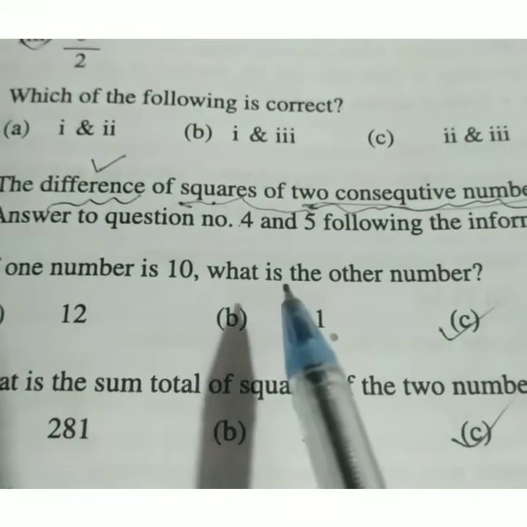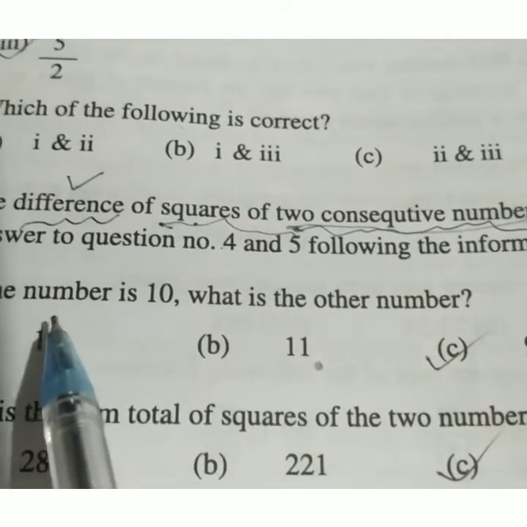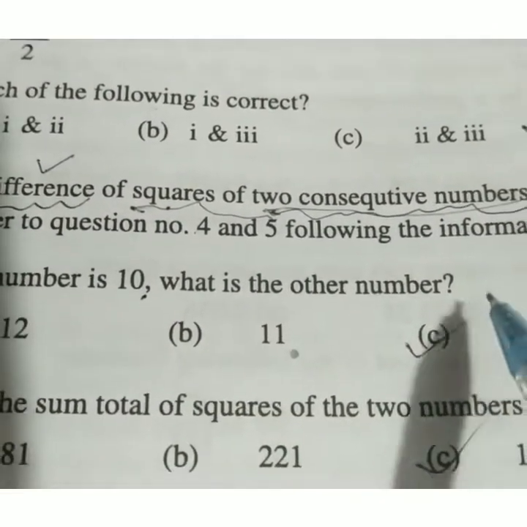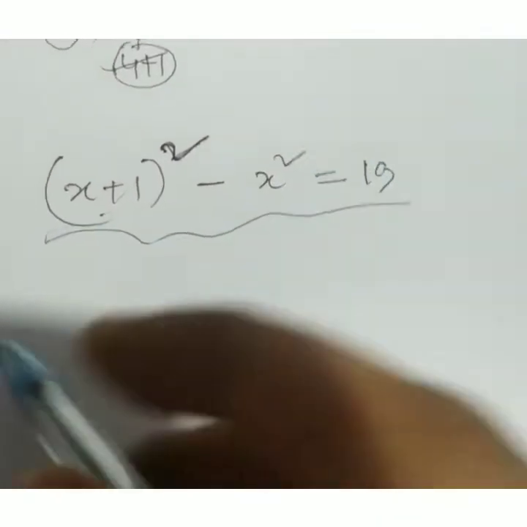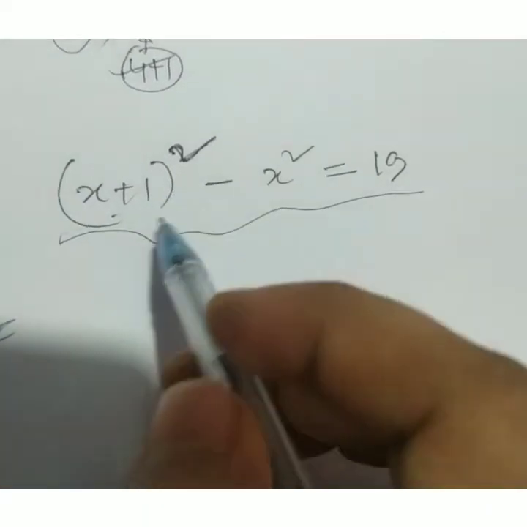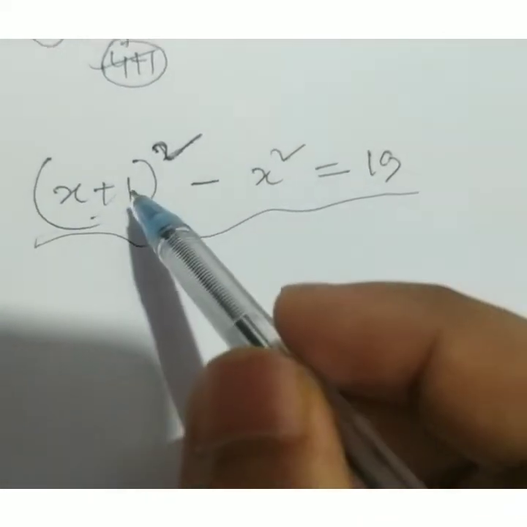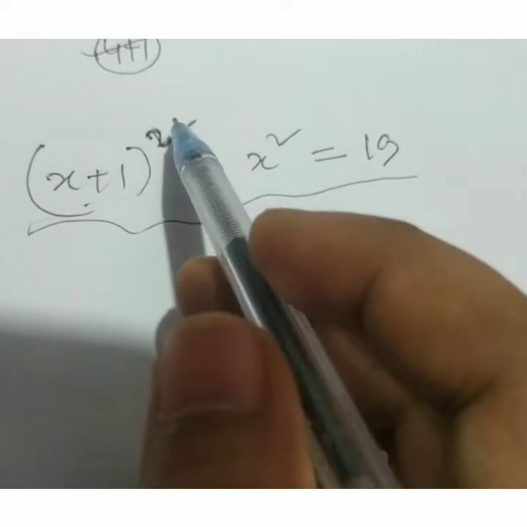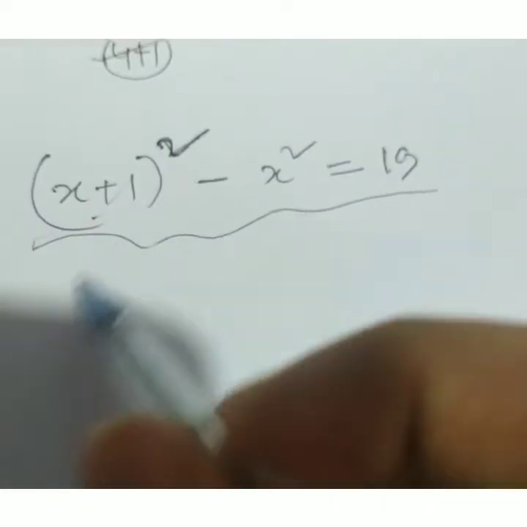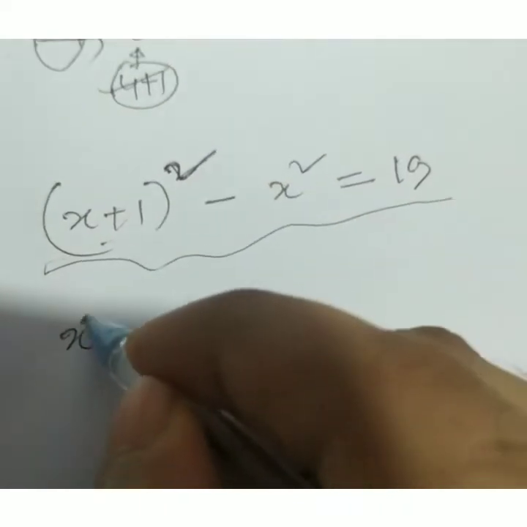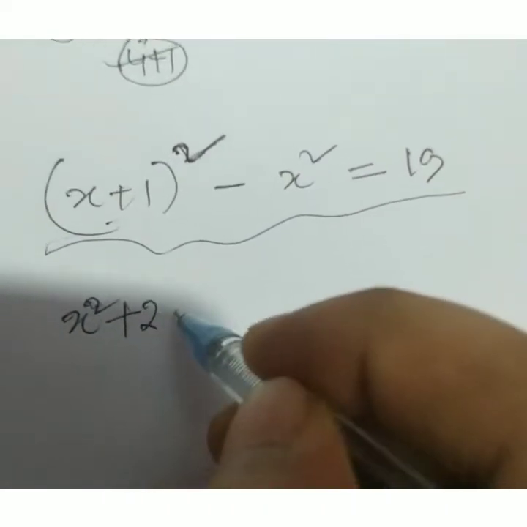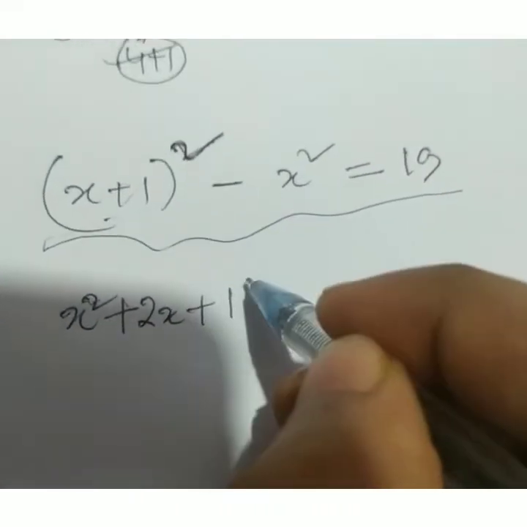Now the first question is, if one number is 10, what is the other number? It's very easy. First of all, I need to find out the value of x. I need to solve this. We already know from algebra the a plus b whole square formula: a plus b whole square equals a square plus 2ab plus b square. So if I square x plus 1, I get x square plus 2x plus 1 square.